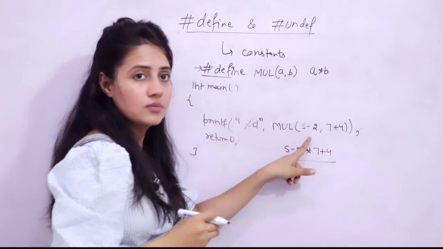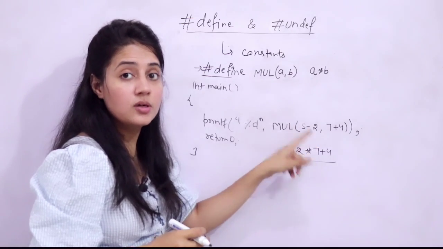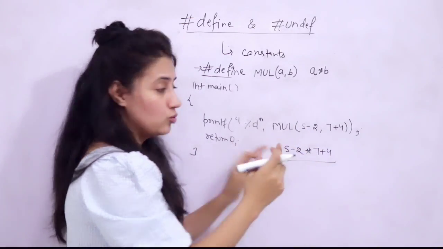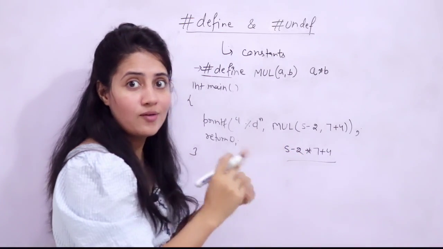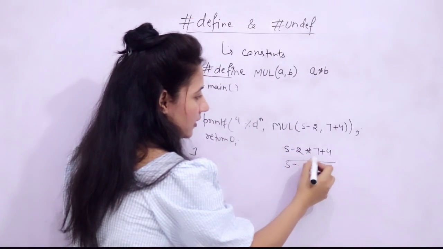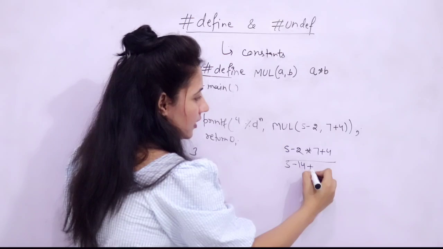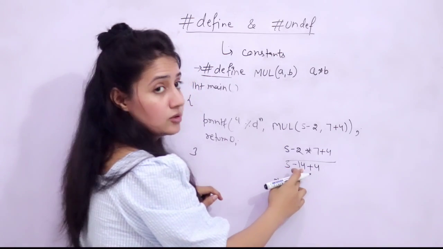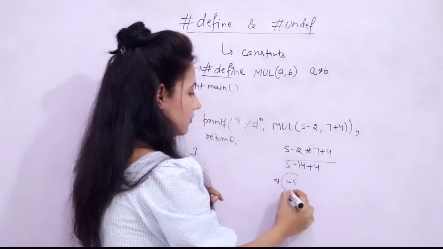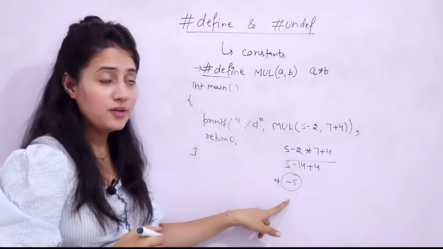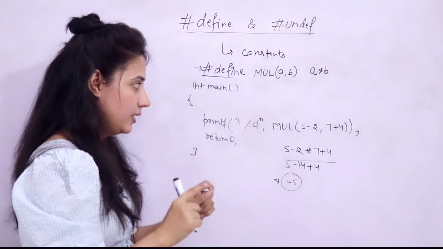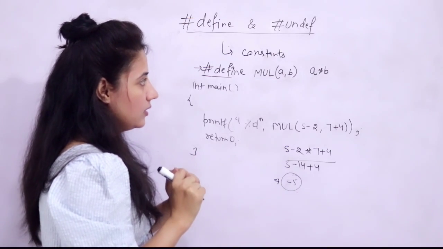First expansion, or you can say the substitution. After that, evaluation. Now we are going to evaluate according to the BODMAS rule. Now this multiplication would be evaluated first. So that would be 5 minus 14 plus 4. Now this value becomes 9 minus 14, that is minus 5. So the output would be minus 5, not 33. This is an important point here, you need to take care, right?